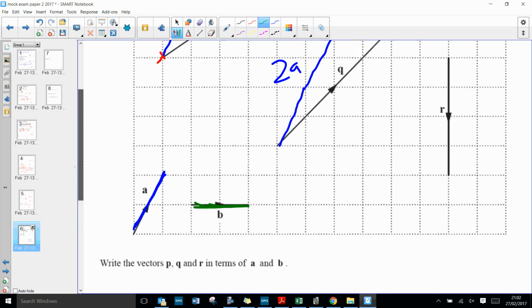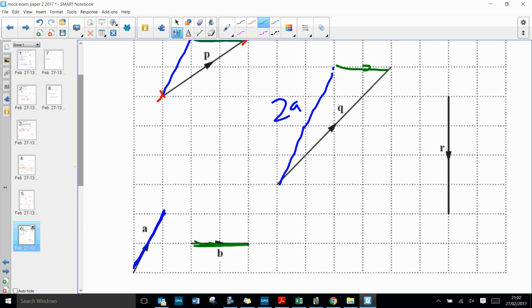And R. So R, we could go opposite to A and opposite to A. So that's minus 2A, and then we could add on B. That's minus 2A plus B.